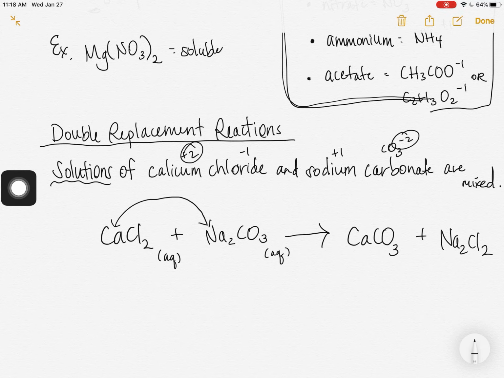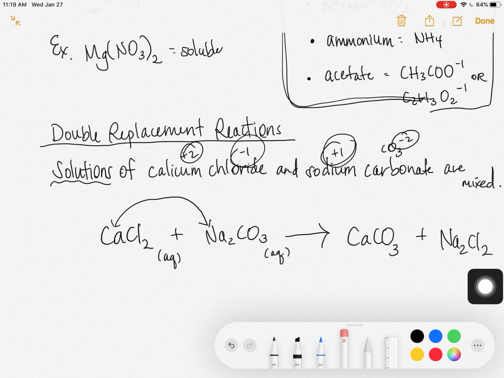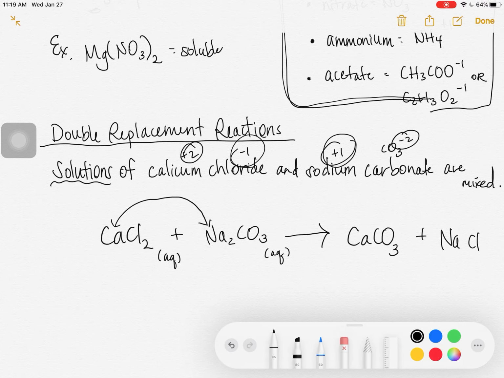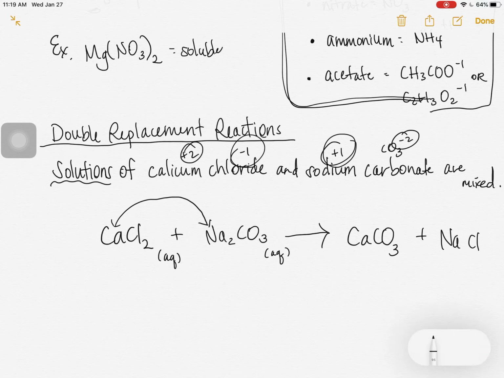But I have to go back to charges. I have +1 and I have -1. So there is no need for this 2 and this 2. Okay, we'll take care of that when we balance the reaction in just a second. So when you're writing these formulas, please keep in mind that I have to always go back and think about their charges.